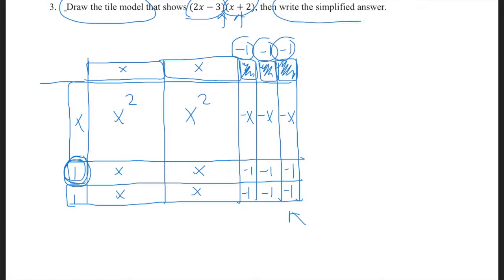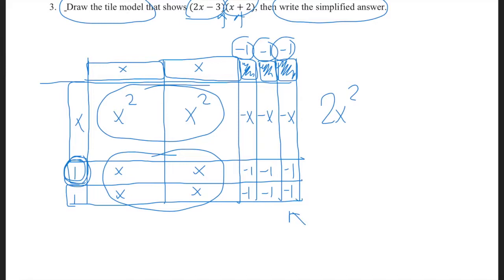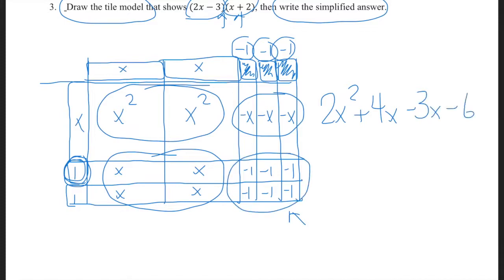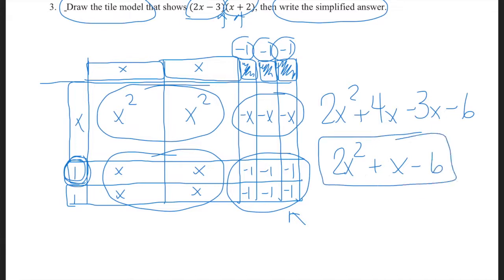Then it says write the simplified answer. So what we're going to do is we're going to combine our like terms. I have 2x squareds. I have 4 positive x's. I have 3 negative x's. And I have 6 negative 1's. Then combine my like terms. 4x minus 3x is 1x. And there you go. Okay?